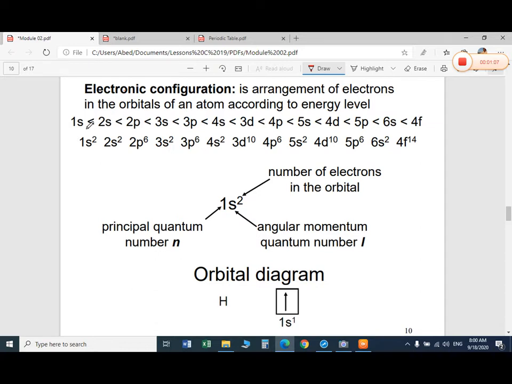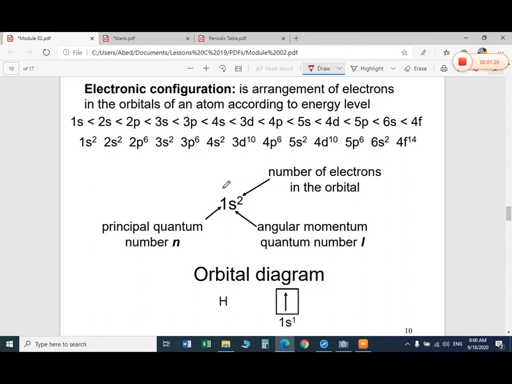But here we can reach up to the 4f. So you see here, this is the sequence, and the reasons for this sequence will come step by step according to the rule. But here you need to learn that s contains 2 electrons, p contains 6 electrons, d contains 10 electrons, and f contains 14.